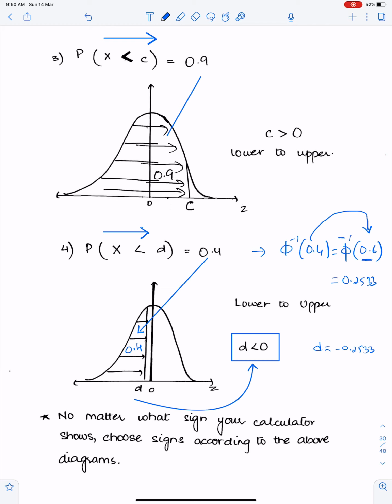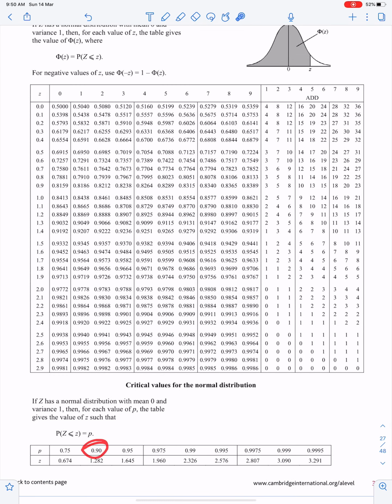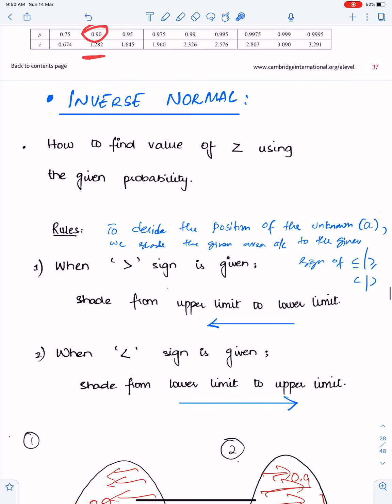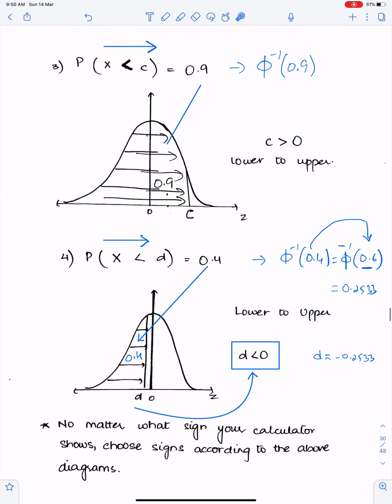This number will become phi inverse of 0.9, because this number is greater than 0.5, so you can find 0.9 from the table or from the calculator. If you are using your table, you can get 0.9 here. See, this is 0.9. Its value is 1.282. Since 0.9 is a commonly used value, you can find that value in the small table. So the answer is 1.282, and according to the sketch, this number is positive, so C is 1.282.